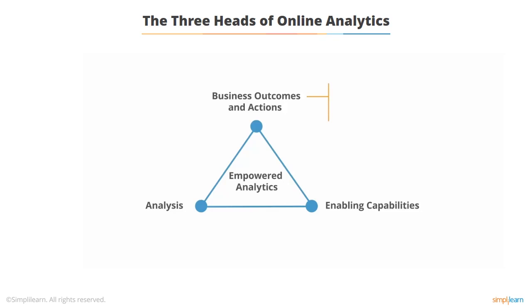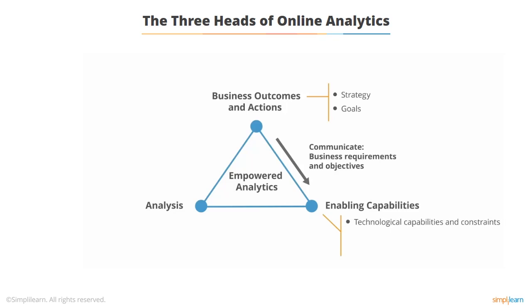So it starts with a strategy and some goals that are communicated as business requirements and objectives to people who understand the technological capabilities and constraints of the various technologies that you're using. If you're building a website, it's different from building a mobile application. It's different from doing advertising on social media, and so on. So those are the unique characteristics of the technologies that you are using.